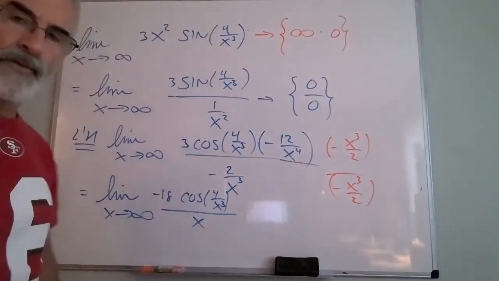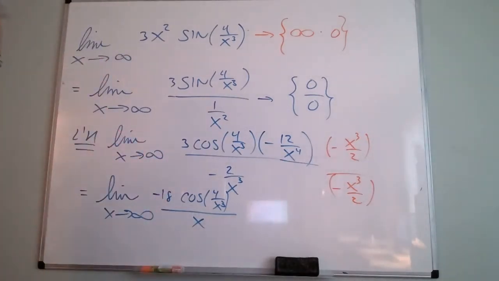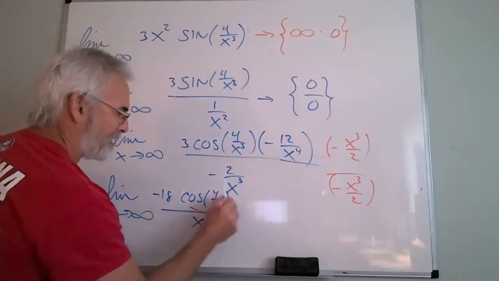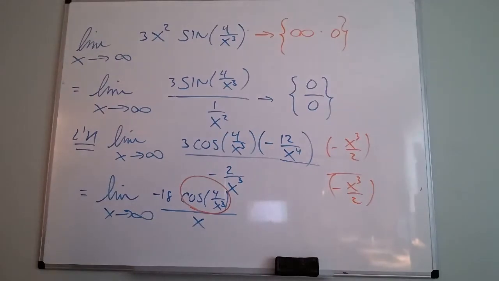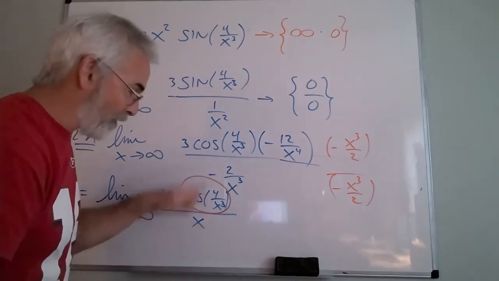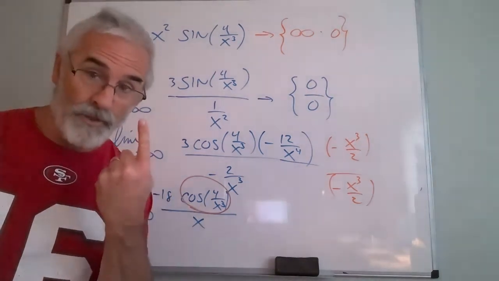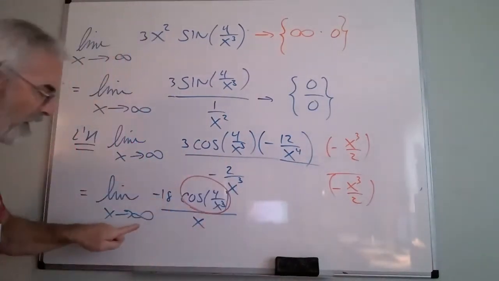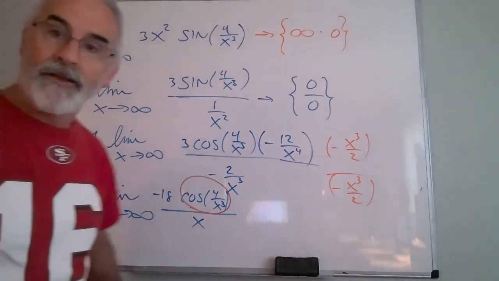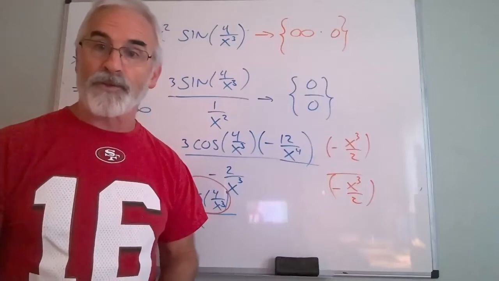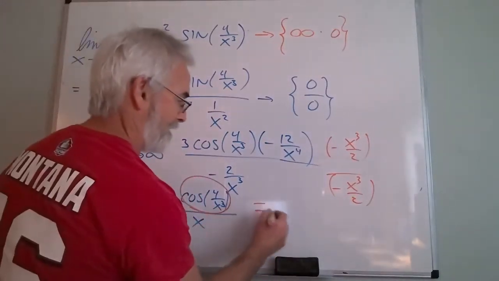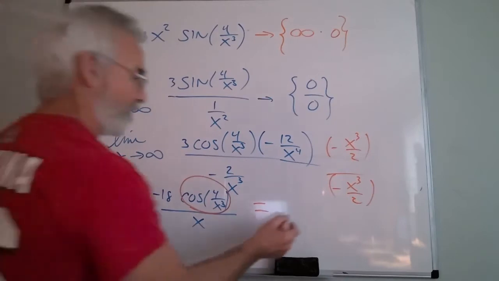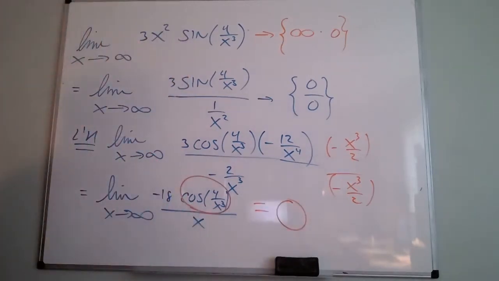Is this an indeterminate form? X is approaching infinity. Is that an indeterminate form? No. What's happening to this guy? Becomes one. Yeah, as x grows without bound, 4 over x cubed approaches zero and the cosine of zero is one. That's not an issue, one is fine. So my numerator is finite and my denominator is growing without bound. So if my numerator is finite and my denominator is growing without bound, what would my answer be? Zero. Whoa, I did not see that one coming.